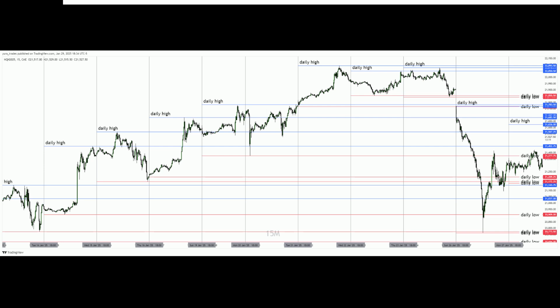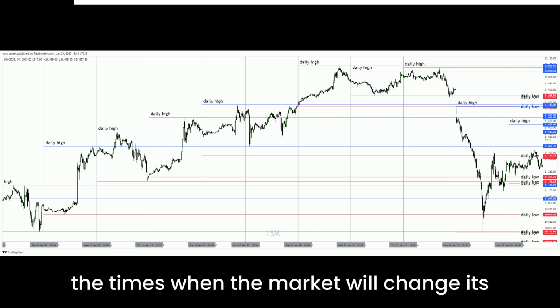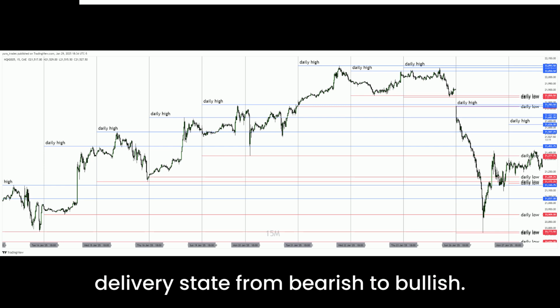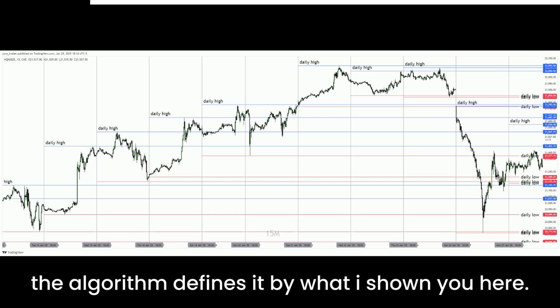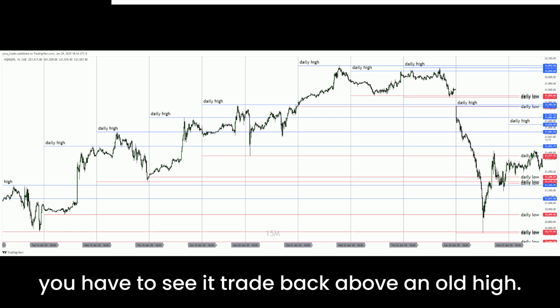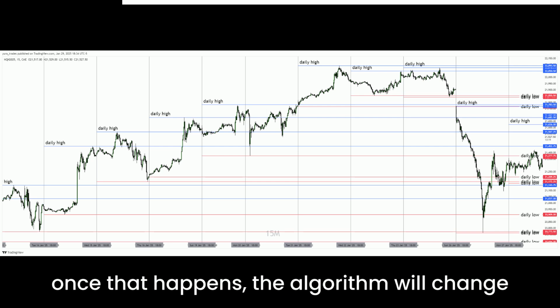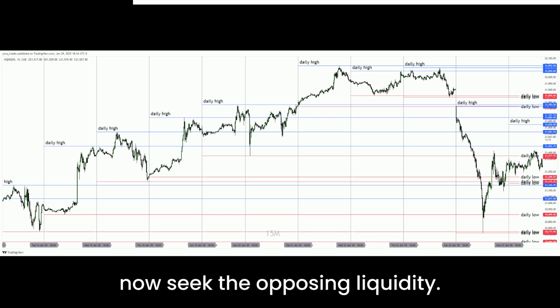What you want to be focusing on is the times when the market will change its delivery state from bearish to bullish. How does that happen? The algorithm defines it by what I showed you here. If it goes below an old low and goes back above it, you have to see it trade back above an old high.